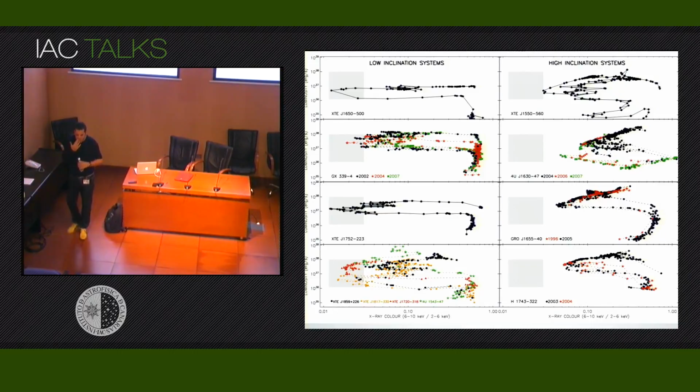And the second is about this diagonal track in the high inclination systems, right? I think, if I remember properly, it's what some people have called the ultraluminous state. So the question would be, if you have some physical scenario to explain this state that happens only in high inclination systems. Starting with the second question, I don't have any physical scenario for that.